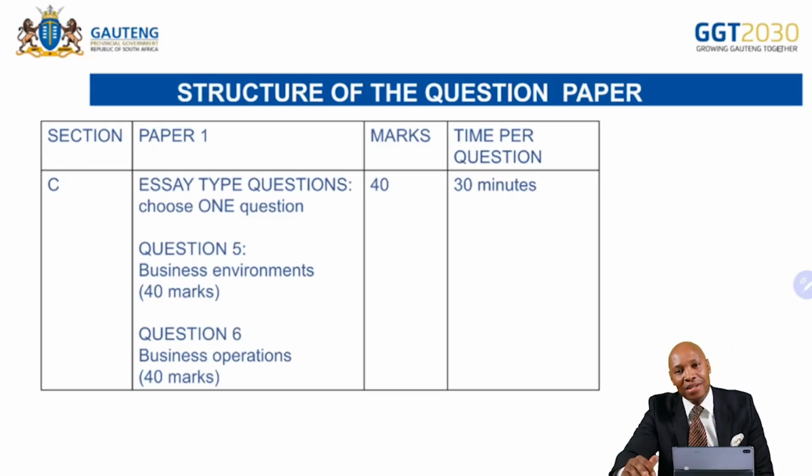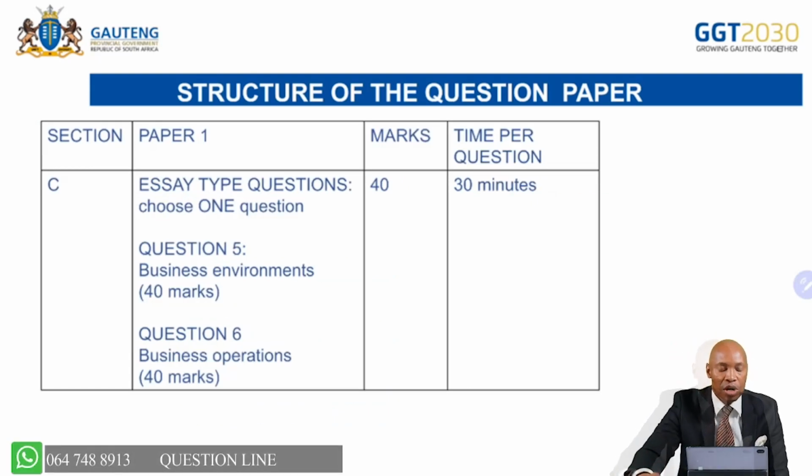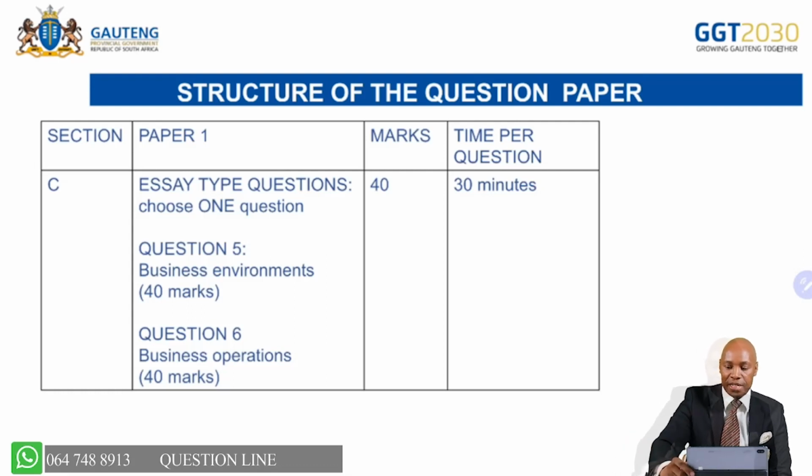Then we have our last section in the question paper, which is section C. This is the question that you like the most, where you'll be getting your 40 marks. Your section C has 2 questions, that is question 5 and question 6. Your question 5 has questions coming from your main topic being what? Business environment. Then you have your question 6, which has questions coming from which main topic? Business operations. Now let's take it further, candidates.